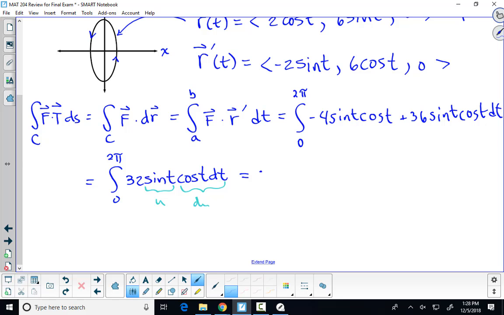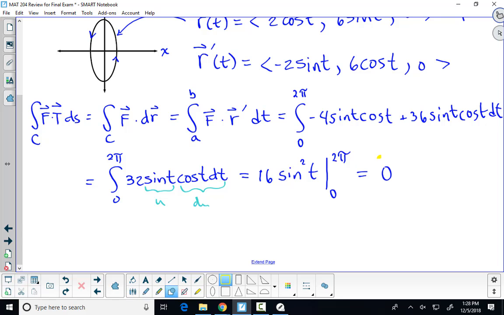When we integrate this part, we get u squared over 2, and then there's the coefficient 16, so we're going to get 16 sine squared of t, and that will go from 0 to 2 pi. Oh, yes, I heard somebody say 0. We could have changed our limits when we did u, and just stopped.